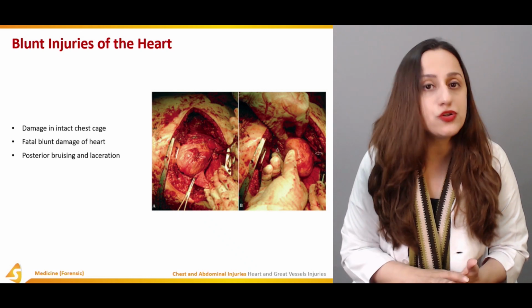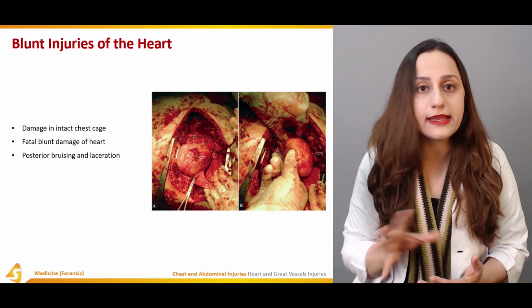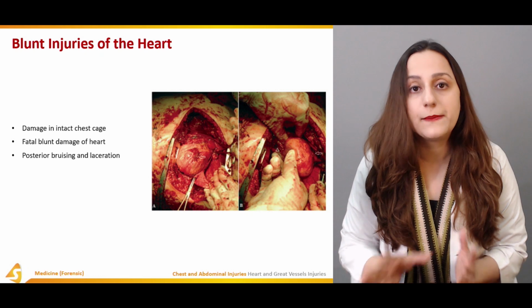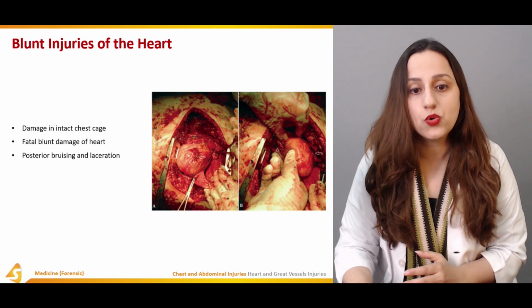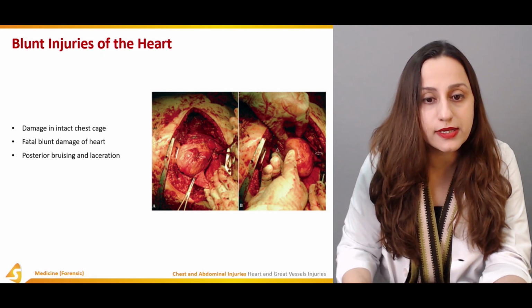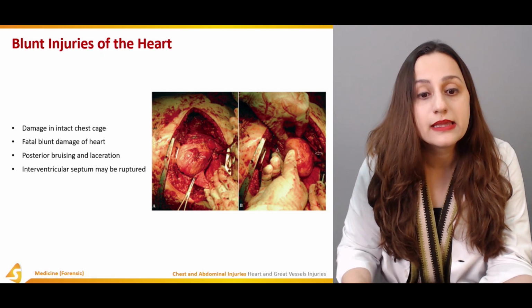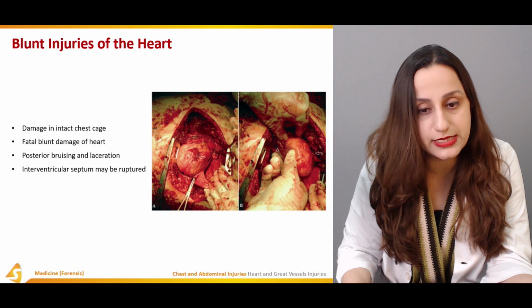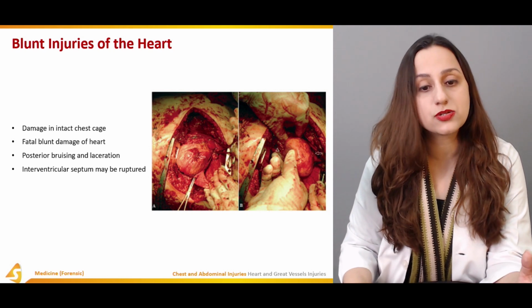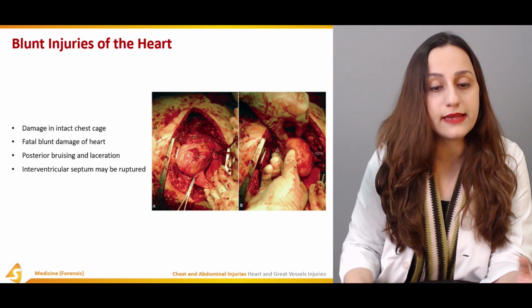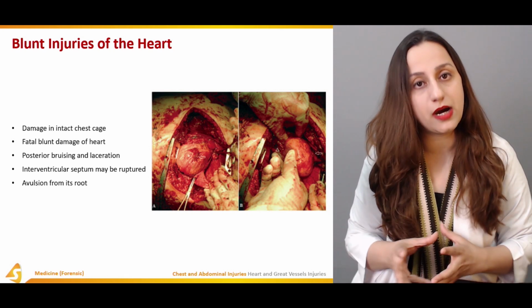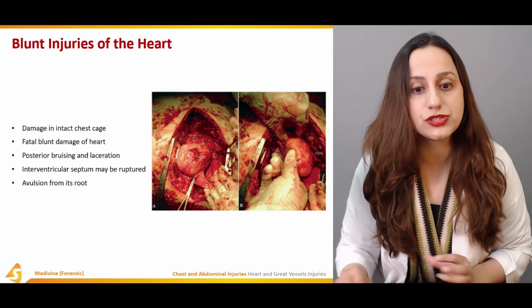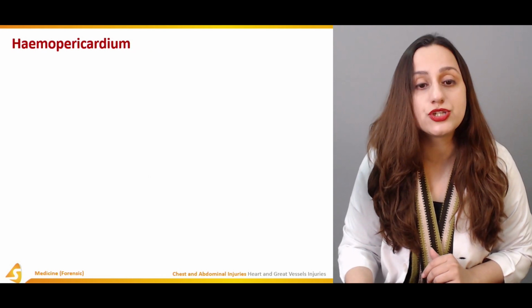The ribs are fractured, of course, and they can have their internal impacts as well. But again, the injury is not of the perforating or penetrating kind. So the bruising and laceration is over there and can be seen in the heart as well. The interventricular septum may be ruptured in such cases, and that again is going to complicate the situation. The avulsion from the root of the heart is another complication that can occur in such injuries to the heart.